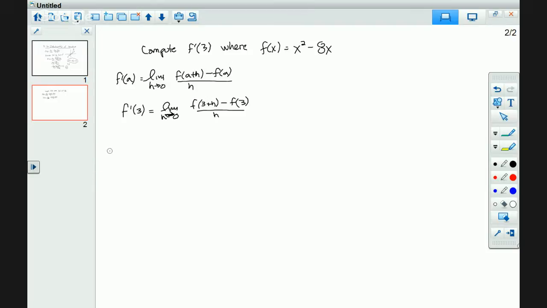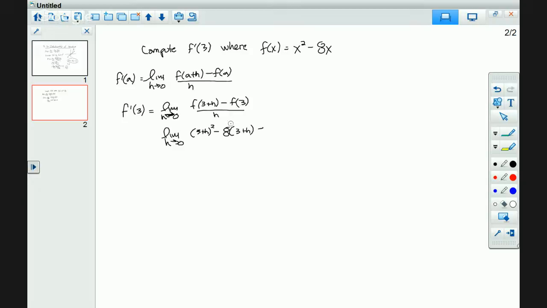Usually you can pick. Sometimes one works and the other doesn't. So if you can't get one of them to work, try the other one. And write it every time. Now plug it in. 3 plus h squared minus 8 times 3 plus h.